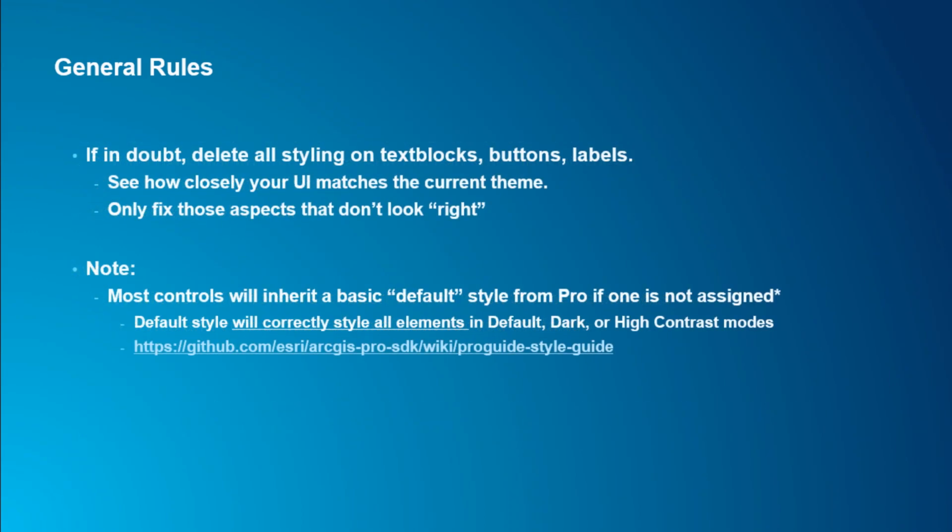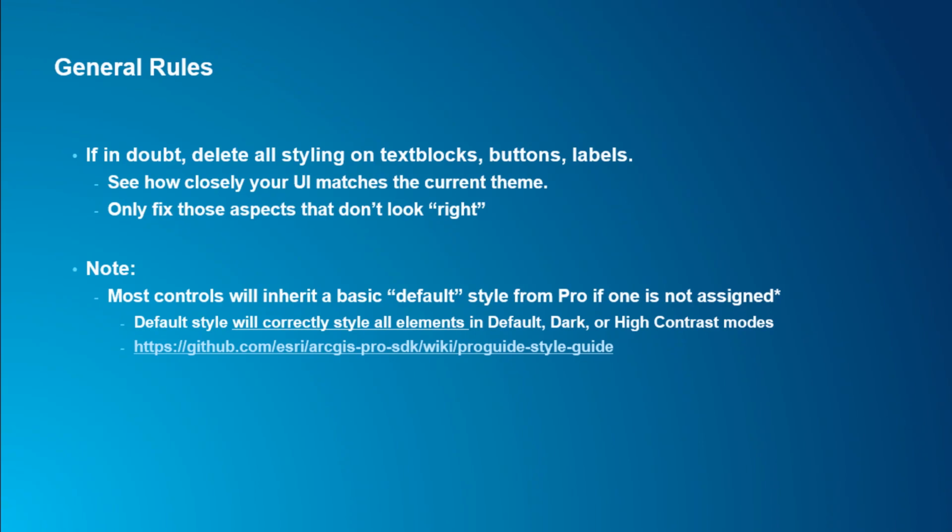So you've got your add-in, and it looks good in the light theme, it flips to dark, and you've got all these problems. So the first thing to do is make a copy. Then in the working copy, for those controls that look problematic, probably the easiest thing to do is just delete all the styling. Just take off all the styling and then look at it again.